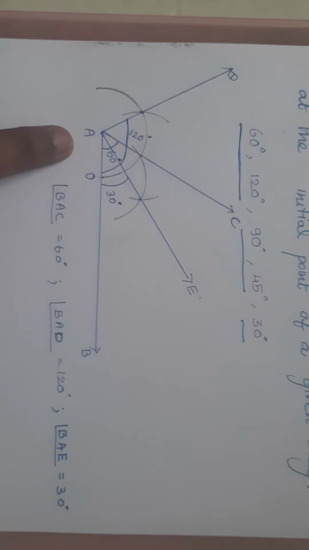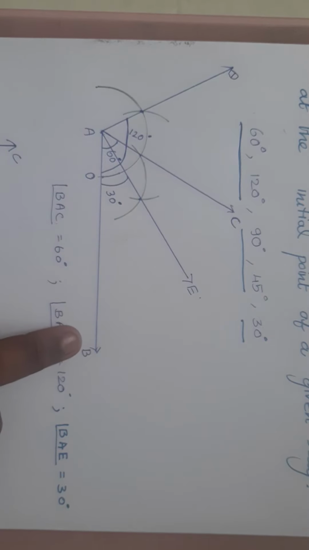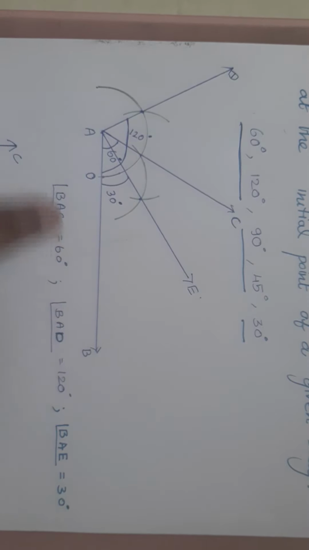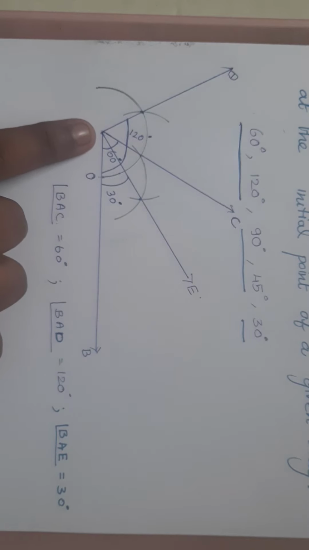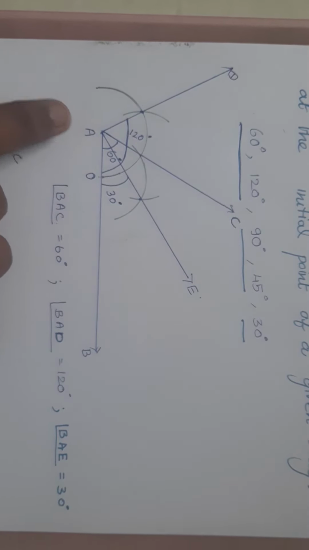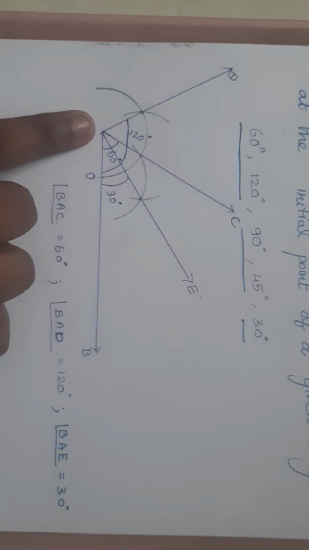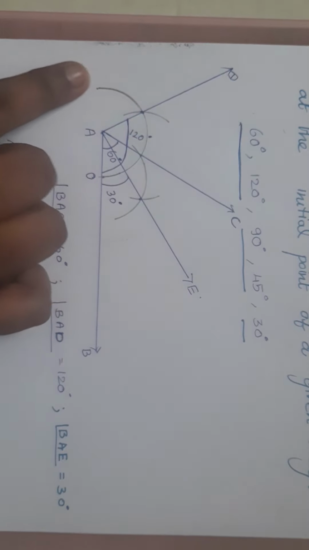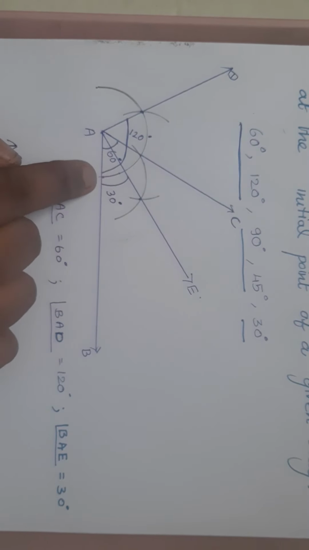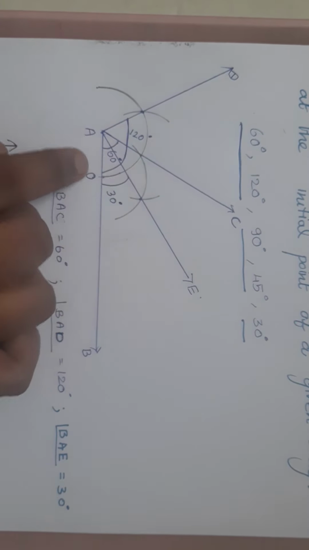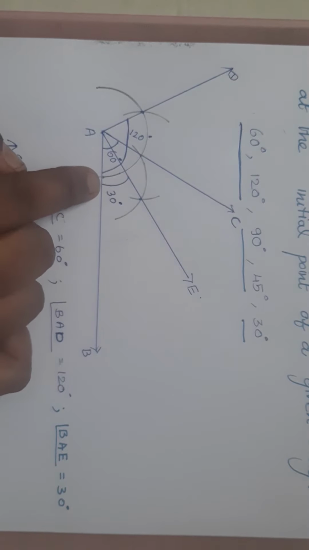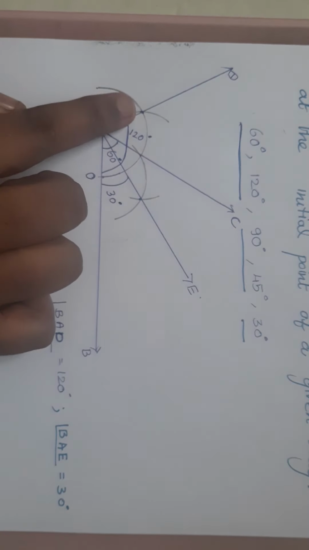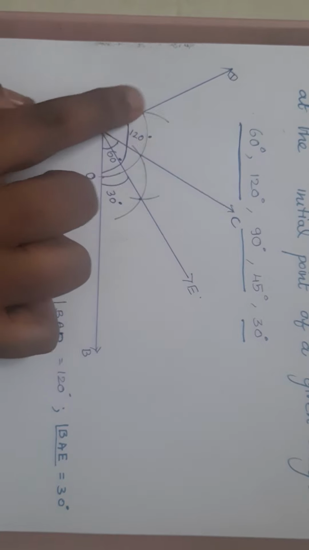Once again I repeat, just take one ray and draw a ray. Use your compass, keep the needle point on the initial point A. Example, initial point is A. Take any radius. Draw one arc. Then using that arc, you have to draw one more with the same radius. You have to keep the needle at O. Draw here one arc. Next, keep the needle point here, draw one arc.